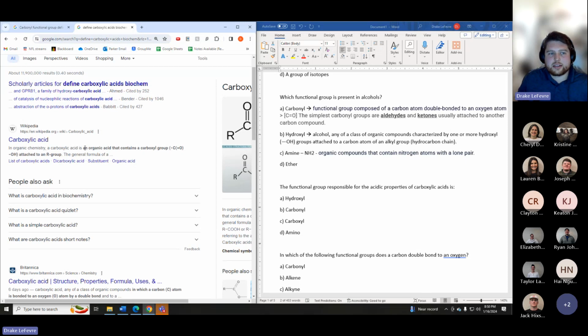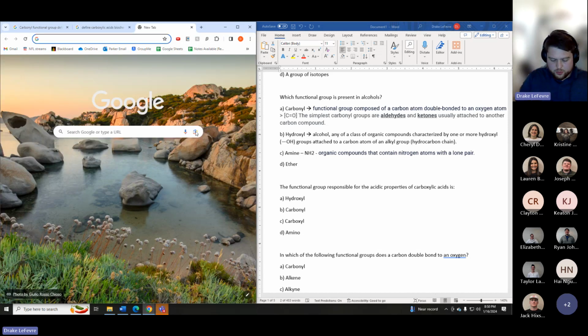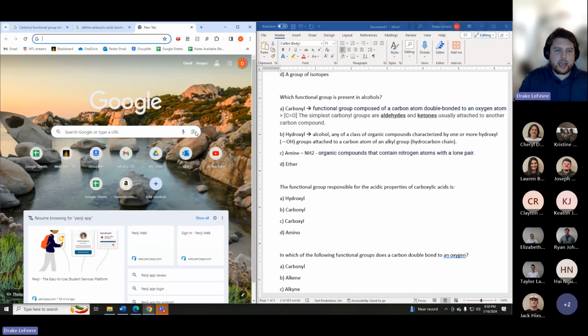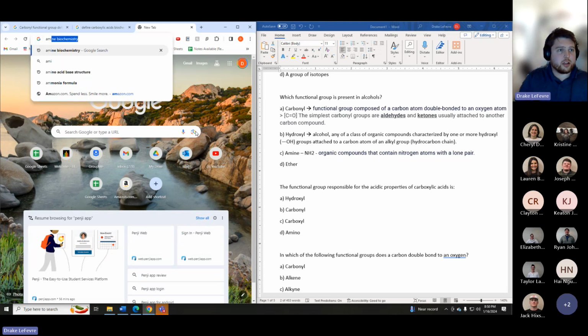A carboxylic acid is an organic acid that contains a carboxyl group, C double bond O, attached to an R group. Does everybody understand what an R group is? No, not at all. Okay. An R group is like saying there's something else there. We don't really care what it is.